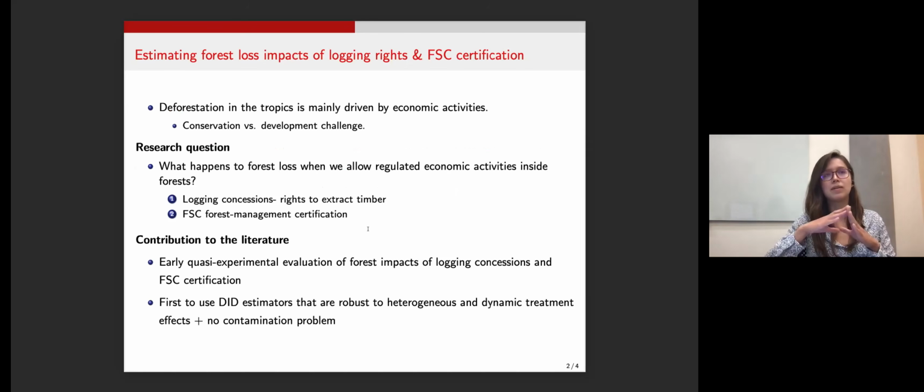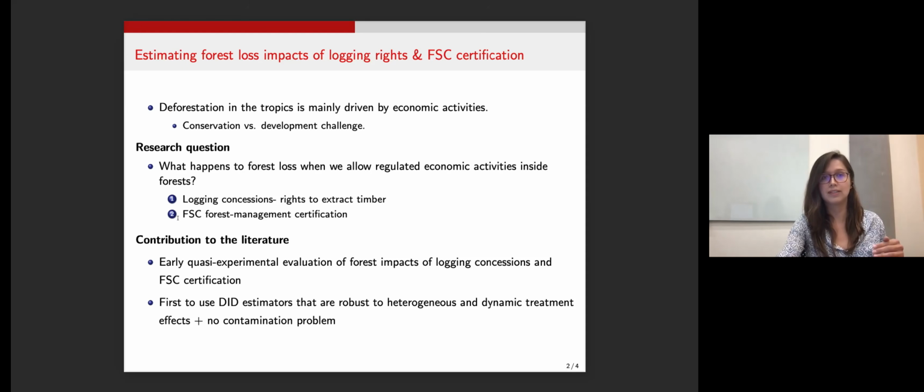So the big question behind this paper is what happens to forest laws when we allow regulated economic activities inside forests? And in particular, in this setting, we are going to focus on logging concessions, which are areas of forests where companies or groups of individuals have rights to extract timber. And they have to follow certain rules. And well, this would be the first treatment.